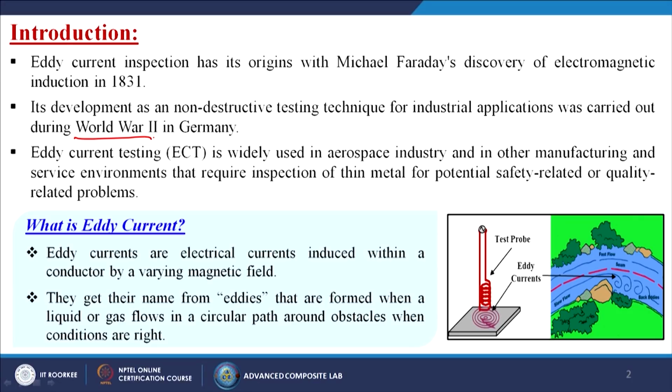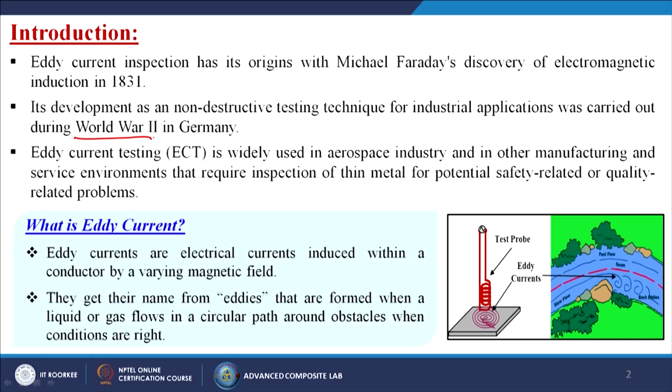So, first let us know the history behind it. Eddy current inspection has its origins with Michael Faraday's discovery of electromagnetic induction in the year 1831. Its development as a non-destructive testing technique for industrial applications was carried out during World War II in Germany. Eddy current testing, sometimes called ECT, is widely used in the aerospace industry and in other manufacturing and service environments that require inspection of thin metal for potential safety-related or quality-related problems.